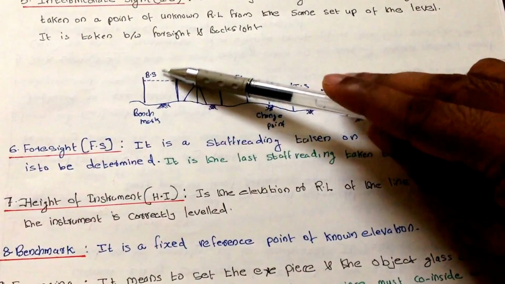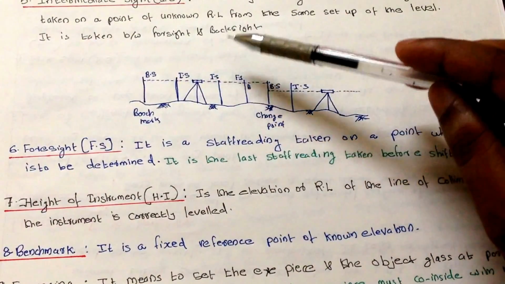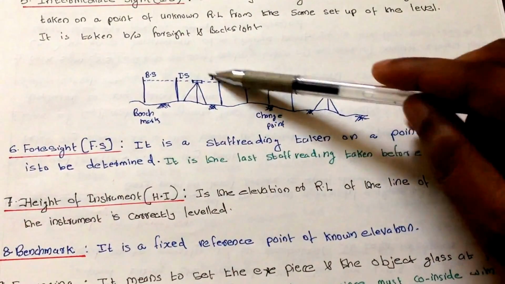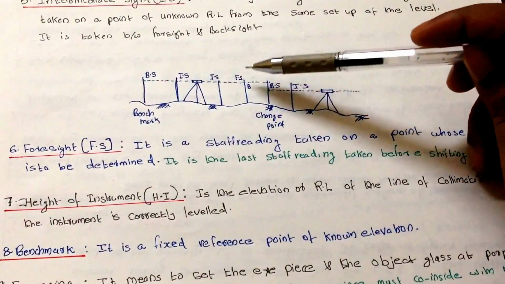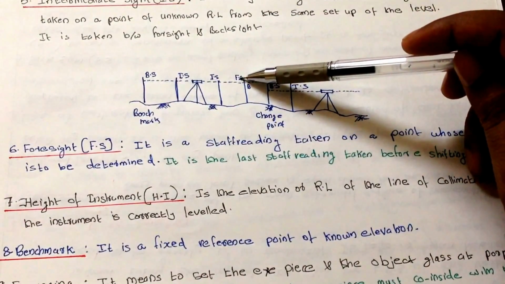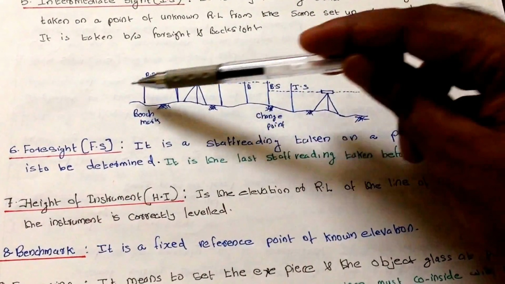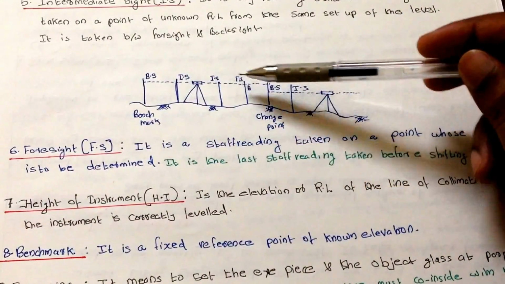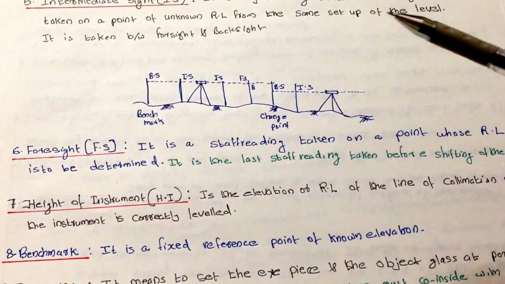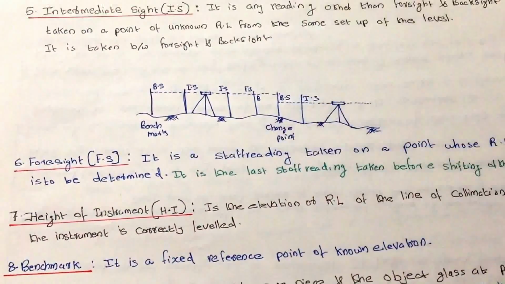You can see this is a backsight point, this is an intermediate sight reading, and this is a foresight reading. So it is taken in between backsight and foresight. It can easily be made out from the figure.